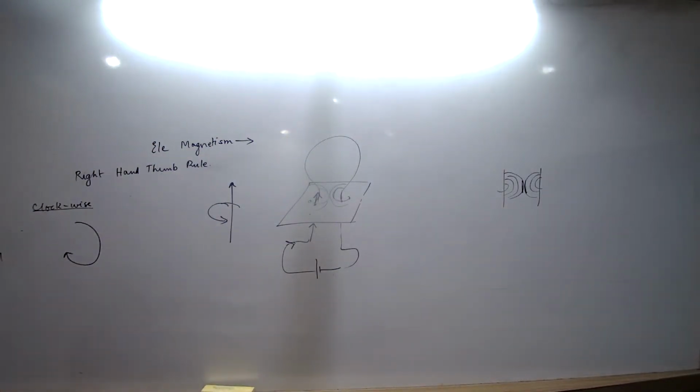This rule is also called Maxwell's corkscrew rule. If we consider ourselves driving a corkscrew in the direction of the current, then the direction of the rotation of the corkscrew is the direction of the magnetic field. Yes. Okay.